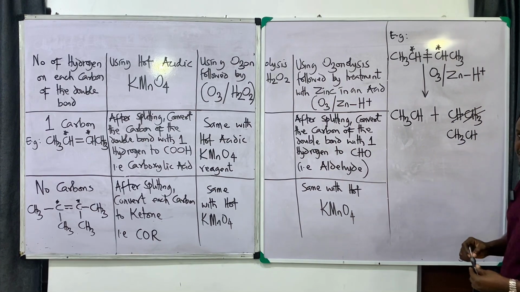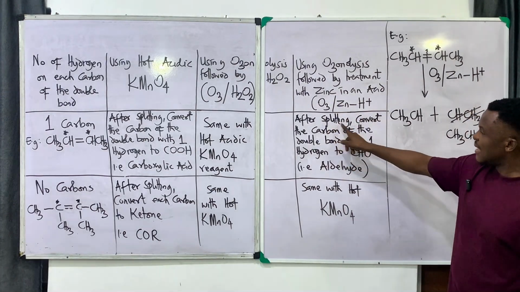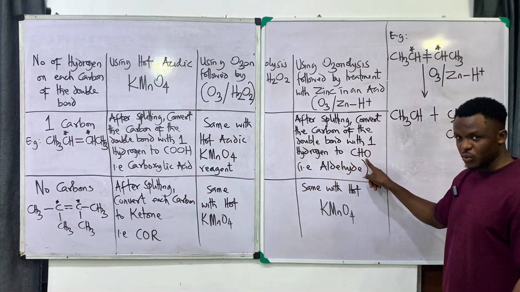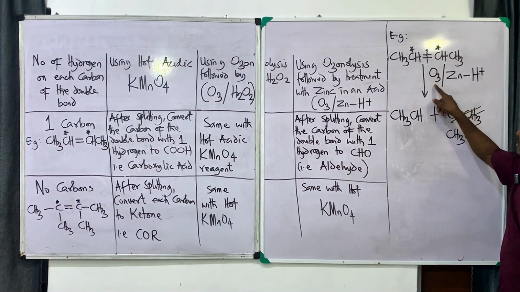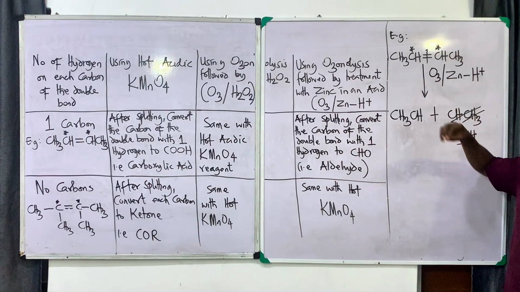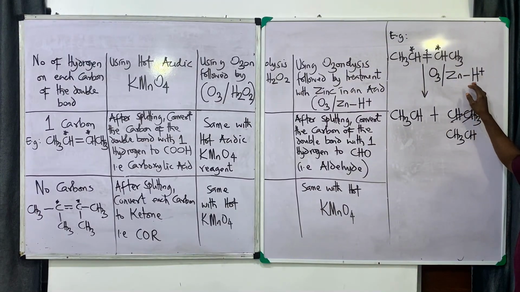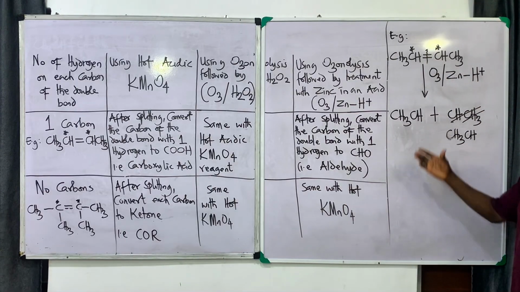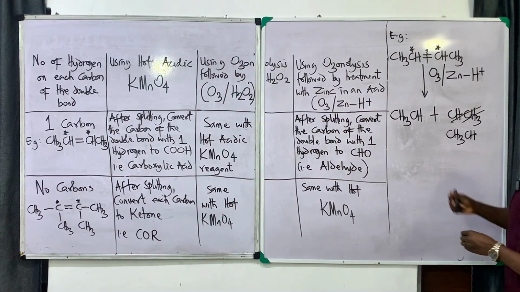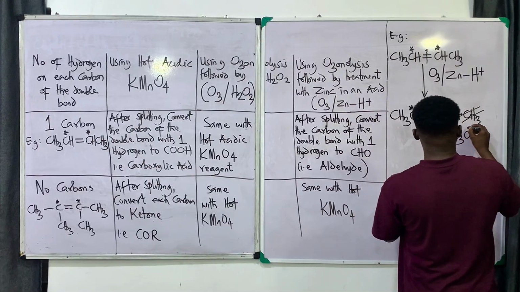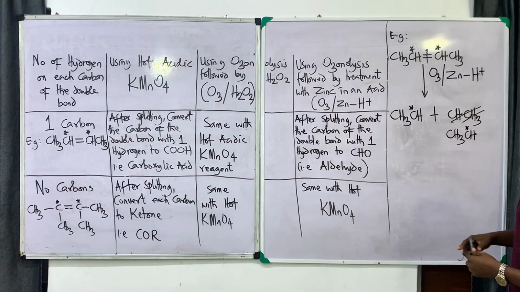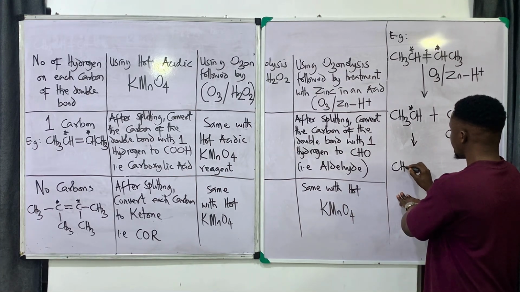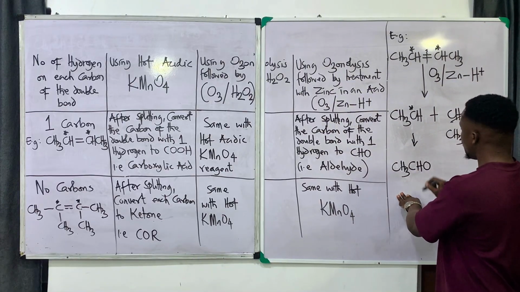I strike this. Now the rule says after splitting, convert the carbon of the double bond with one hydrogen to an aldehyde, that is CHO, right? Now you look at this reagent. This is ozonolysis followed by treatment with zinc in an acid. So the first thing first, this ozonolysis is going to split this guy into two, which you have done. And after splitting it, the carbon of the double bond, original carbon of the double bond, will be converted to an aldehyde according to this. So this guy now becomes CH3 CHO.